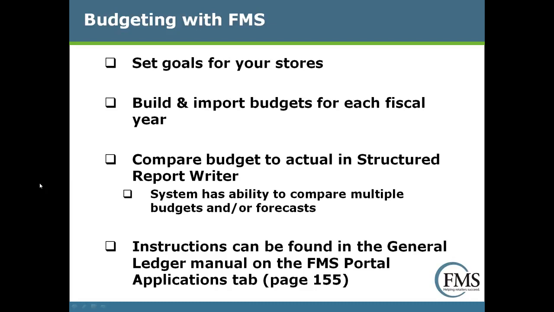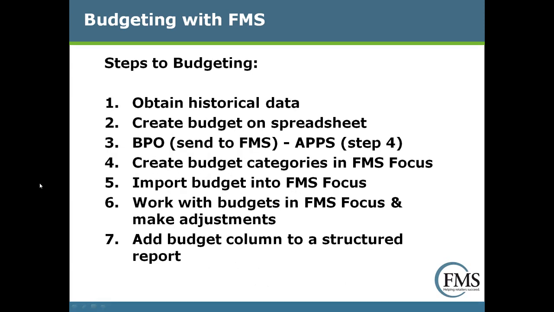The actual step-by-step instructions can be found in the General Ledger Manual on the FMS Portal Applications tab. So if you go to page 155 on that PDF file, it will take you right to the step-by-step instructions on how to do everything we talk about today. Alright, we got some basic steps for budgeting, and this is what John and I will be going through today. So I'm going to go ahead and turn this over to John to do steps 1 and 2.